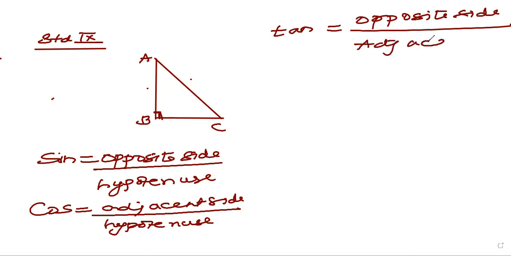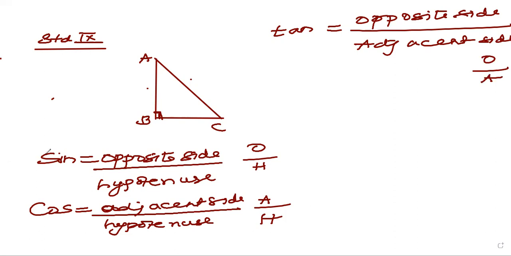Children, you should learn by heart these three ratios, okay? Sine is opposite side upon hypotenuse. Cos is adjacent side upon hypotenuse. Tan is opposite side upon adjacent side. First letter for opposite side is O, for hypotenuse is H, and for adjacent side is A. So sine is O upon H, cos is A upon H, and tan is O upon A.